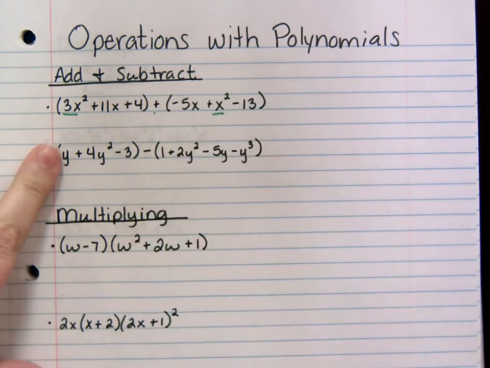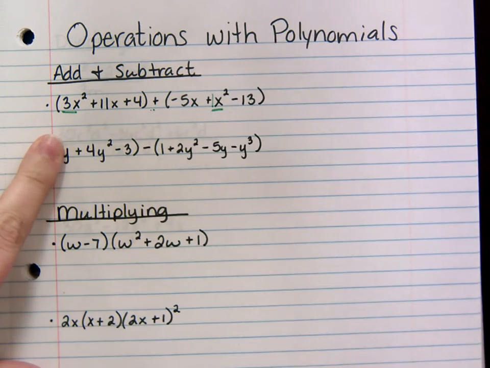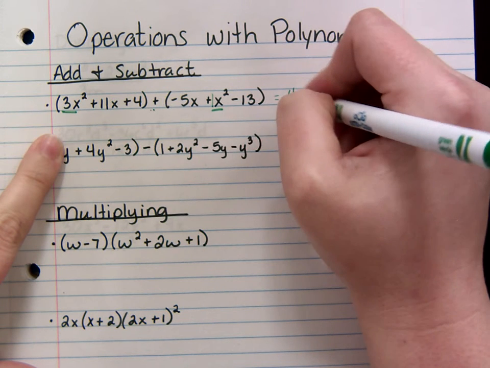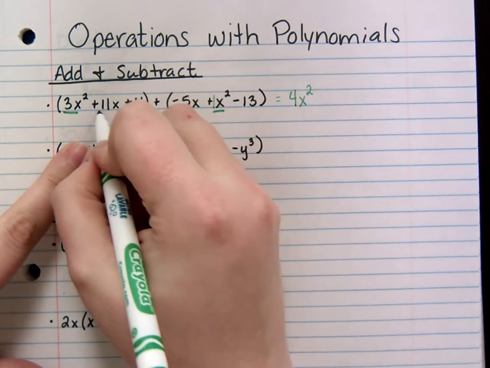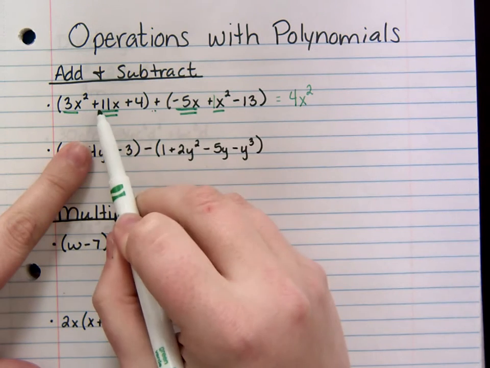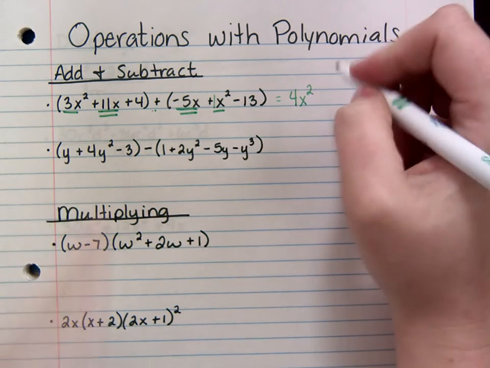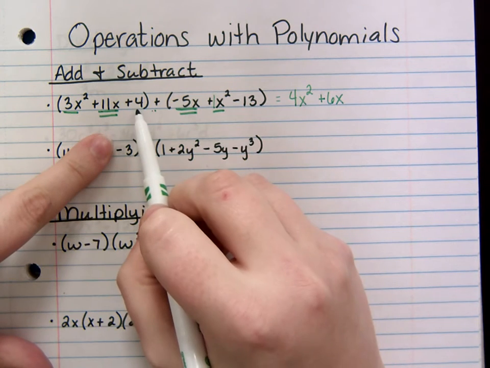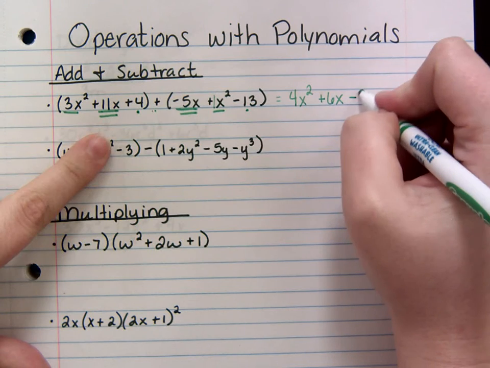Now I am adding, so I'm going to have 3x squared plus x squared. Remember, there's a 1 in front. So 3 plus 1 gives me 4x squared. When you're adding, you are not going to change your exponents. Then we have the x's. So 11x plus negative 5x is going to give me 6x. And then of course I've got 4 plus negative 13 to get negative 9.